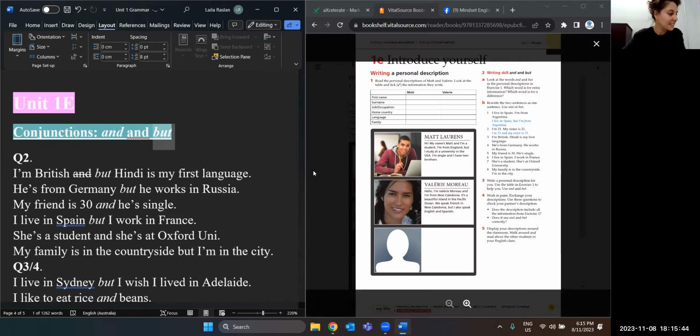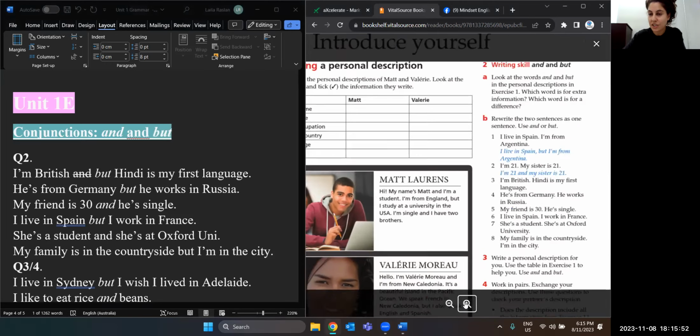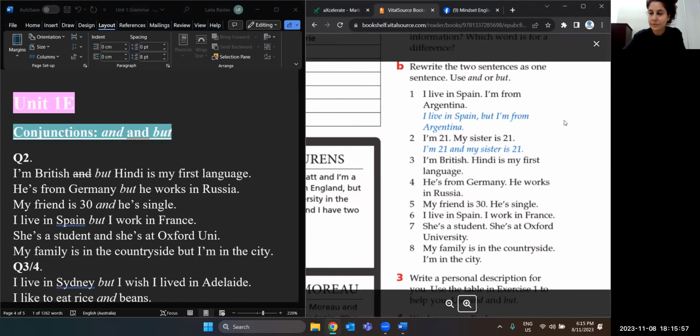So let's look at the words in these sentences. Remember, and, but are used in different ways to each other. They're different words. Number 1: I live in Spain, full stop. I'm from Argentina. It's talking about different things because Spain and Argentina are two different countries. I live in Spain, but I'm from Argentina.